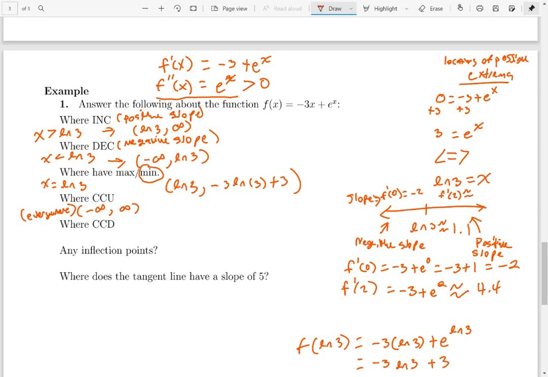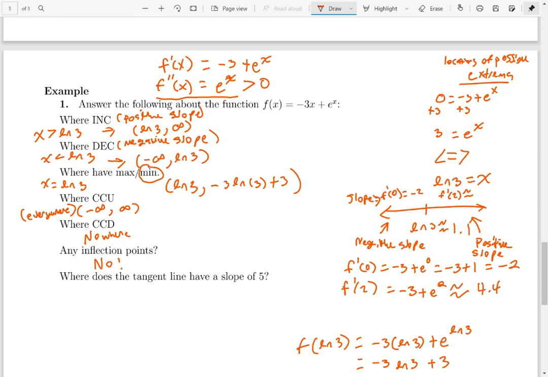And so if that's the case, then where is this thing concave down? Specifically, it's concave down nowhere. Then we have to ask ourselves, where are the inflection points? Once again, because I found the second derivative, the way you would find possible inflection points is you would set the second derivative equal to 0. But if you set e to the x equal to 0, that thing has no solutions. And so, are there any inflection points? The answer to this question is no.